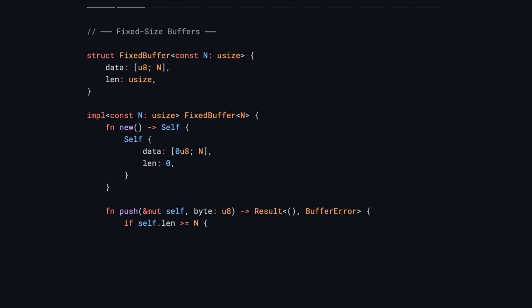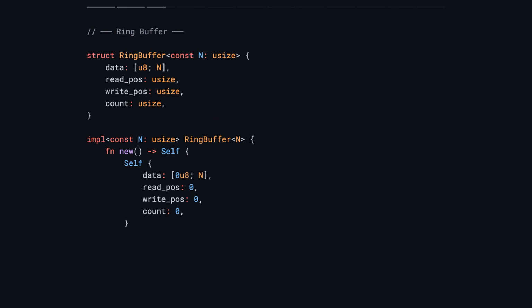Fixed size buffers without Vec. You use fixed size arrays. Const generics make this clean. The buffer size is known at compile time. No heap allocation. Ring buffers are everywhere in embedded.